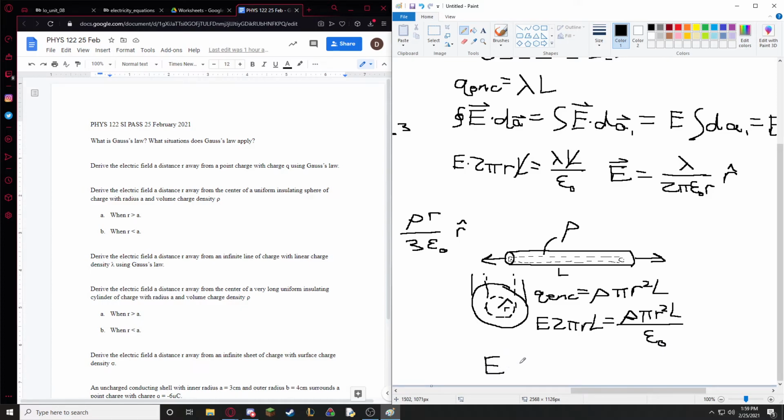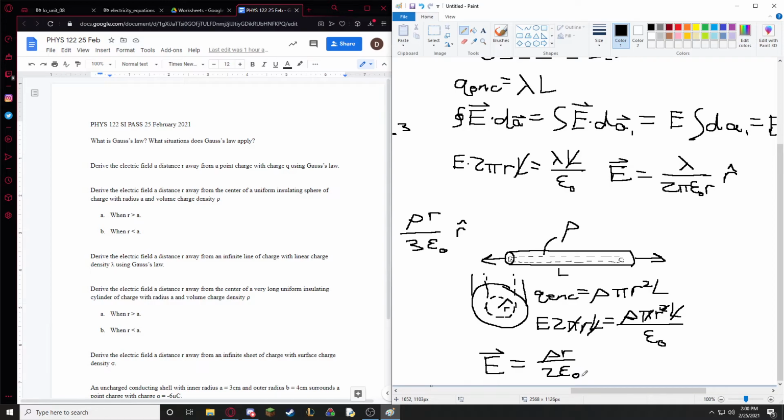Solve for E. Pi cancels out, L cancels out, one r cancels out. We can divide the 2 over, and we get E equals rho r over 2 epsilon naught.